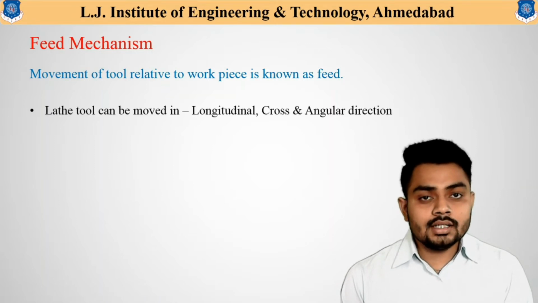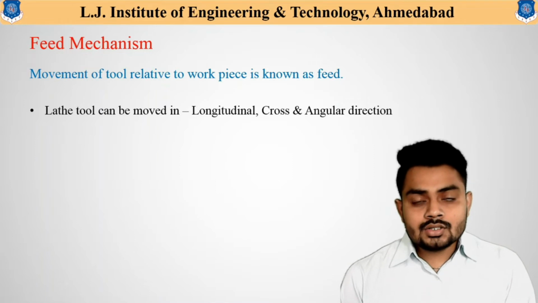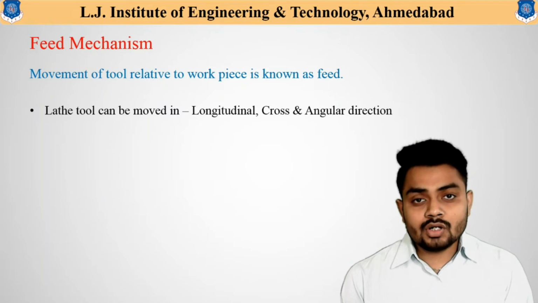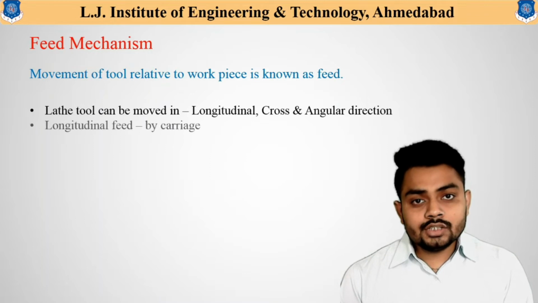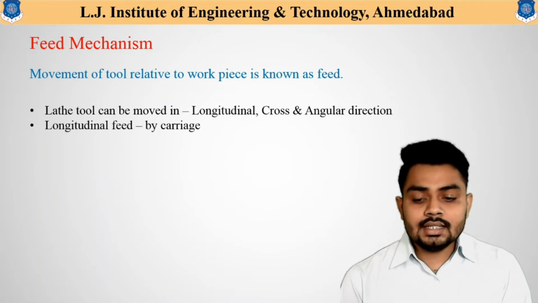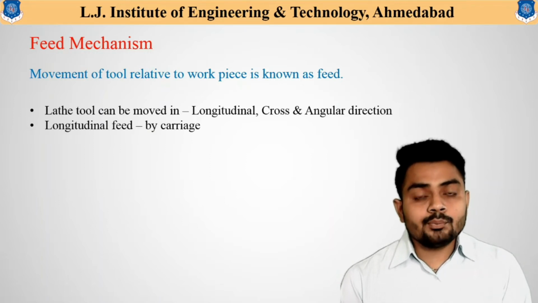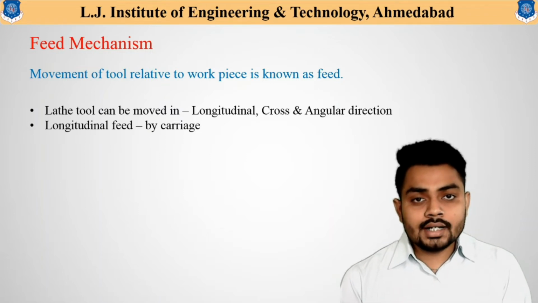That movement may be, first, a longitudinal movement, a crosswise movement, or an angular movement. There are different variations of movement required for different machining operations to be performed on the workpiece. The first one, the longitudinal movement, is given to the tool by using the carriage. Another one, the crosswise movement, or the movement perpendicular to the workpiece, is given to the tool by using the cross slide or the feed screw.